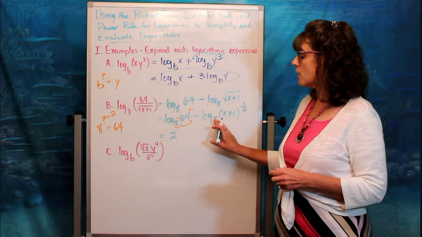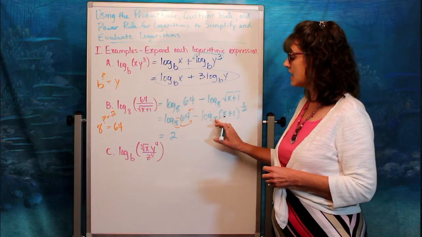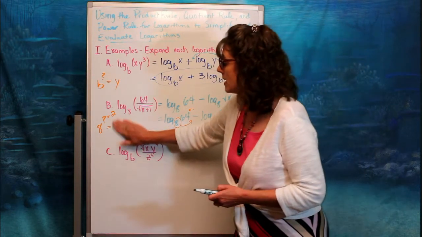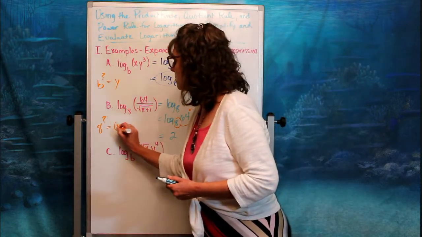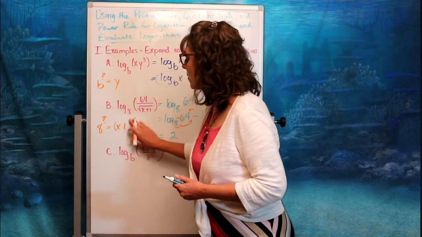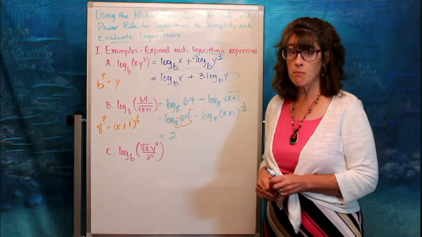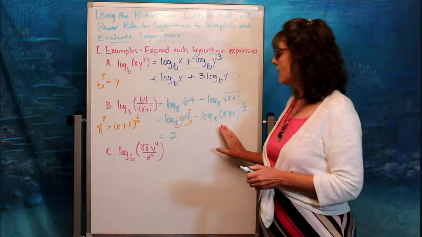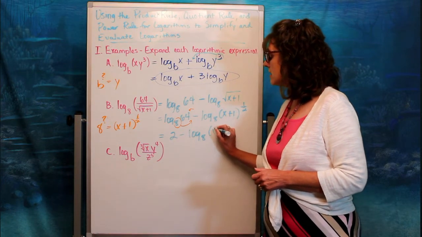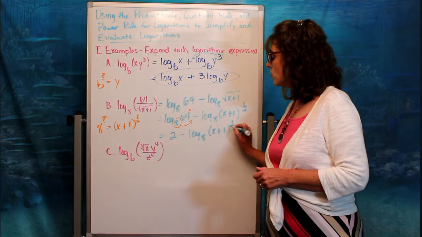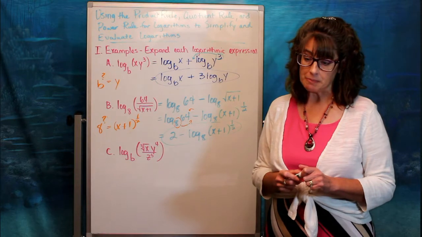Now here, can I evaluate log base 8 of x plus 1 to the 1/2 power? No, I can't, because that's going to indicate 8 to some power is going to equal, now that number on the inside is going to be something pretty hefty. It's going to be an x plus 1 to the 1/2 power, and that's going to indicate how many times will I multiply 8 by itself to create that mess? Can't happen. So I cannot evaluate this any further. So the best that I can get out of this is 2 minus log base 8 of x plus 1 to the 1/2 power, but it is expanded and it is evaluated.